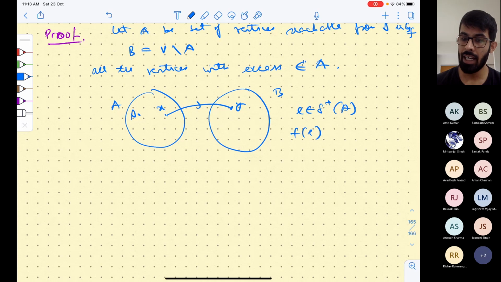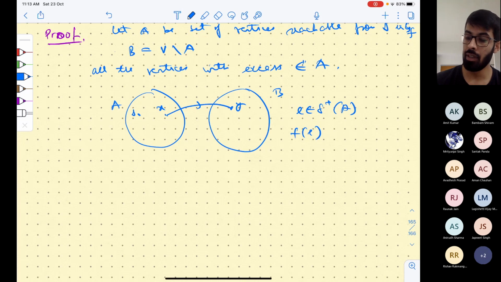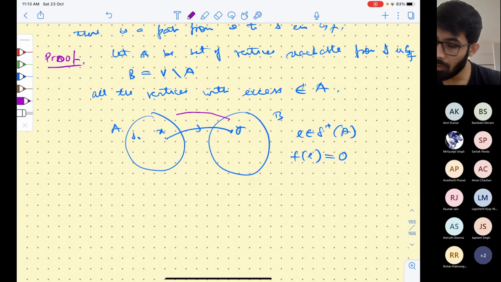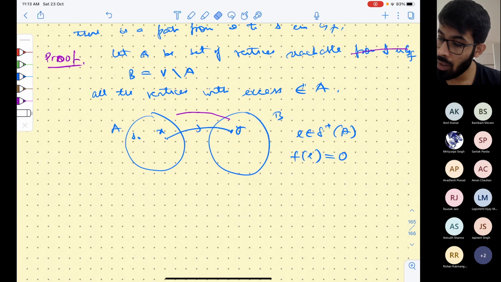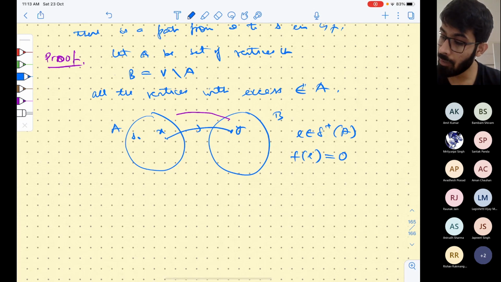Remember how A and B are defined. A is the set of vertices reachable from S in GF. So what should be the flow F value? It is 0, right? Because if it is not 0, then there will be a backward edge. Sorry, nobody pointed this out. It is not reachable from S in GF, but the set of vertices that have a path to S, because that's what we want to show. Path to S in GF.